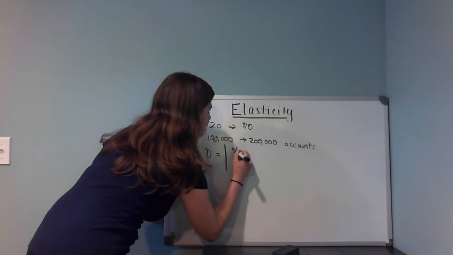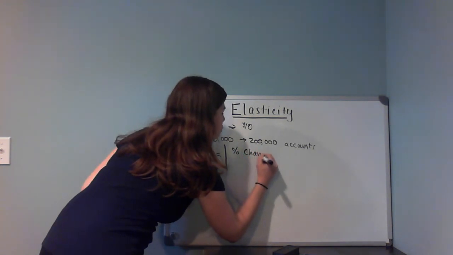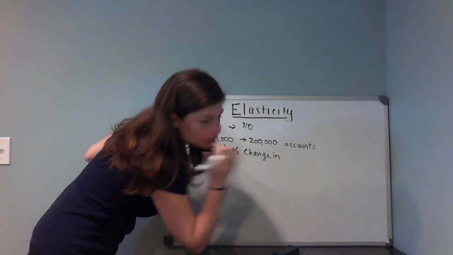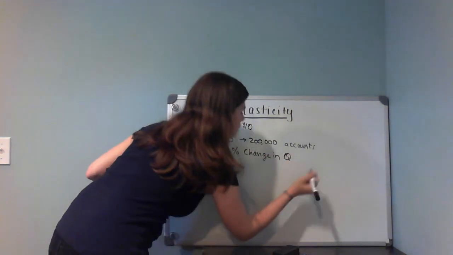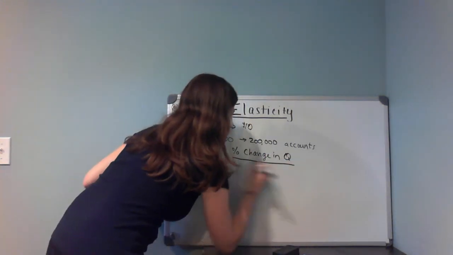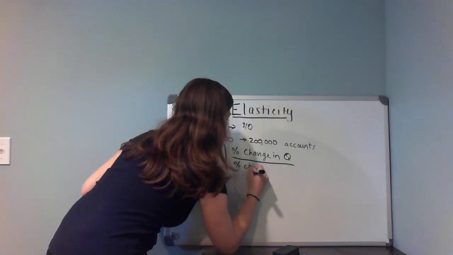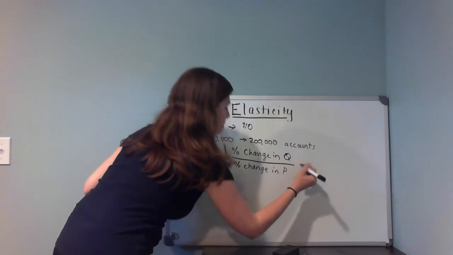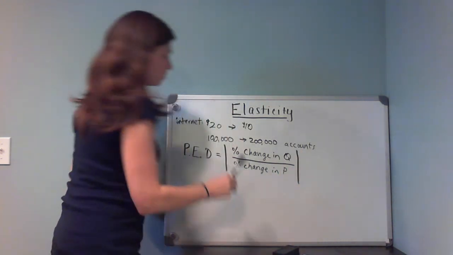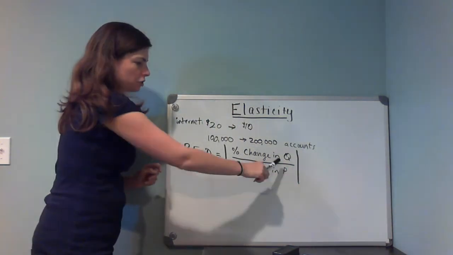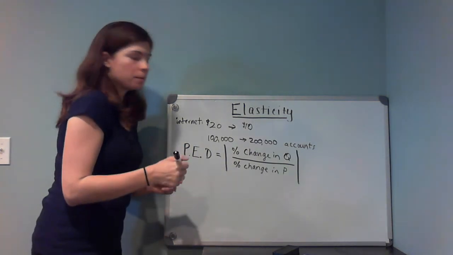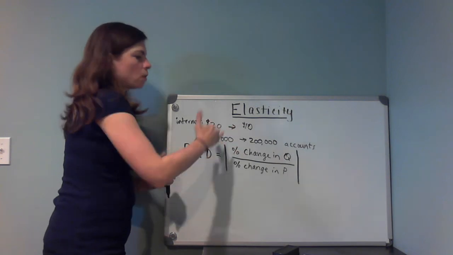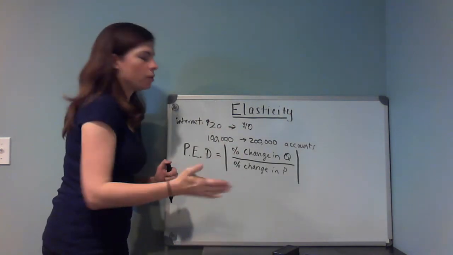It's a percent change in quantity, just put in Q, over the percent change in price. That's an absolute value. Now to get the percent change for each one, we use the midpoint method so that a large swing in quantity or price doesn't throw off the whole thing.